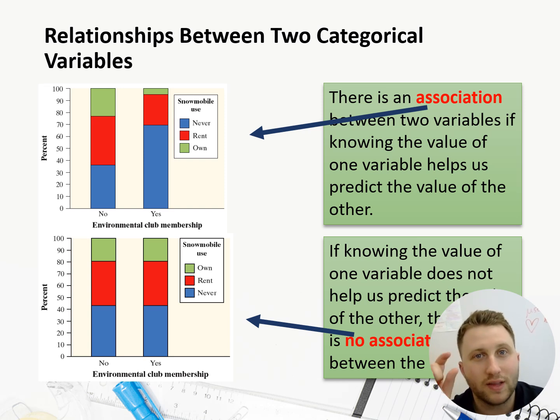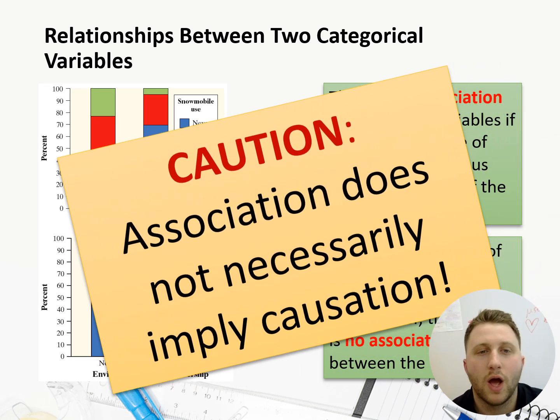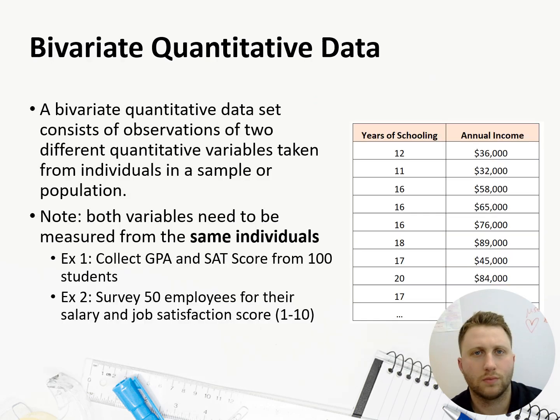But if those conditional relative frequencies differ, or if the height of those bars differ, like in the case of the higher of the two graphs on your screen, then it would absolutely help us, right? It looks from the picture that you are much more likely to have never used a snowmobile if you are a member of an environmental club than if you are not. So just remember, association does not necessarily imply causation. We'll talk much more about this in Unit 3, but it's your first reminder from Unit 2.